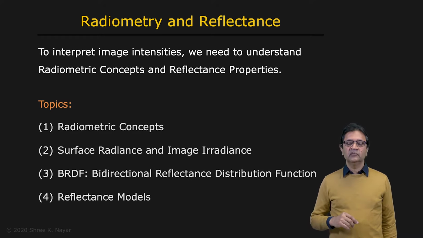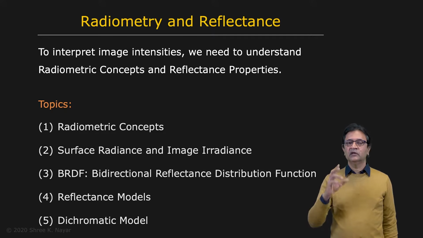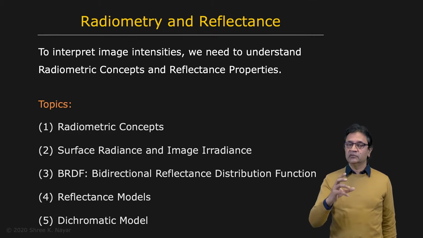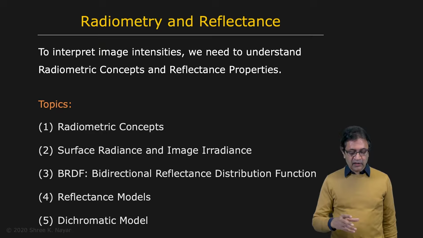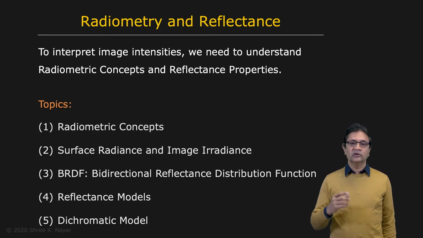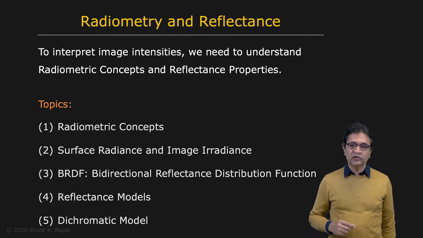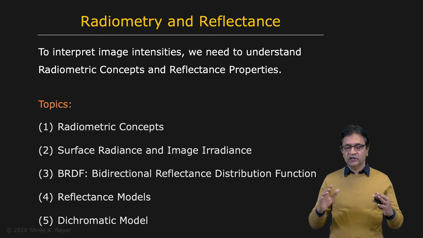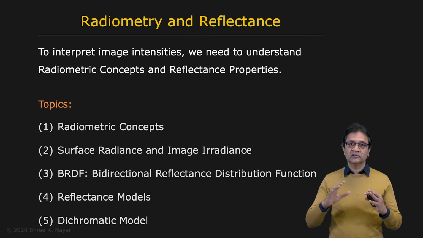And then finally, we'll take a look at how the reflectance of a point is impacted by the illumination color itself. So how does the color of the illumination get modified by a surface to finally produce a color in the image? That, in our case, is given by what's called a dichromatic reflectance model. We'll also see how the dichromatic model can be used to actually take a single image and separate it into its reflectance components.